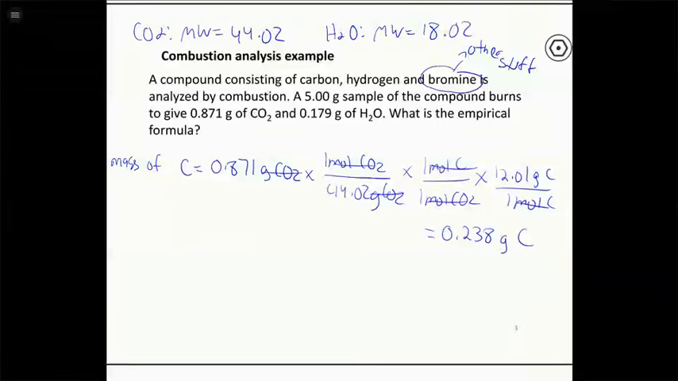All right, so we have to do that also for water. The next step would be to find the mass of hydrogen that's in there, starting with the mass of water that we're given that came out of the combustion reaction.